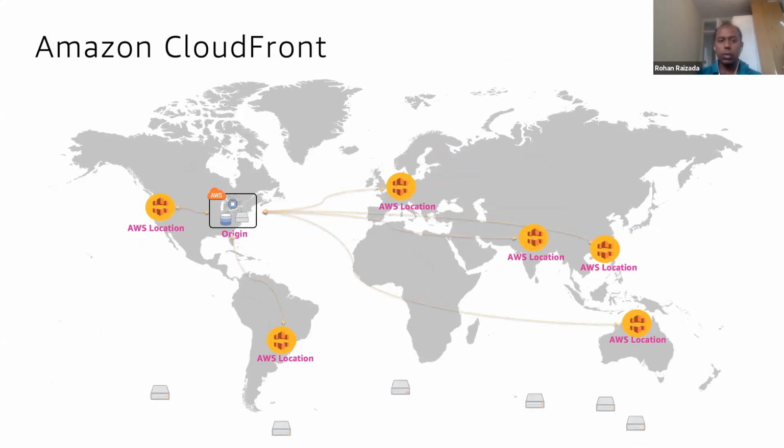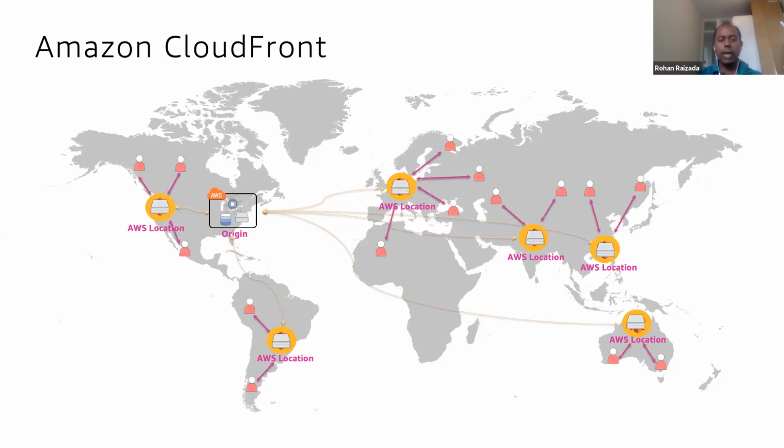We give you a certain amount of storage capacity at those edge locations to be able to cache that static content. Now your end users can connect to these edge locations. All of the static content can be cached and served closer to where they are, as opposed to going all the way to the origin.